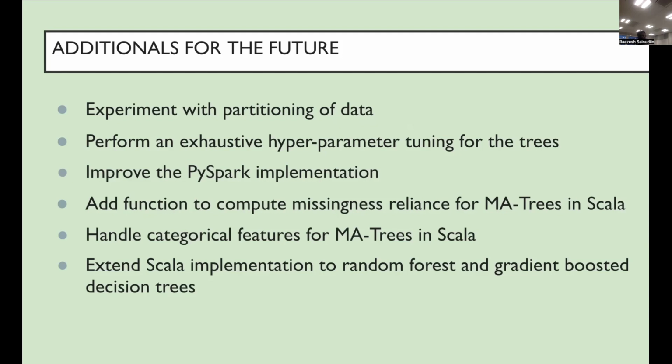And then add a function to compute missingness reliance in these Scala-based trees. So right now we are not really able to find out the extent that we rely on missing values in those trees. And also, the current implementation is only for numerical features. We need to modify the code a bit to make it work for categorical features as well.